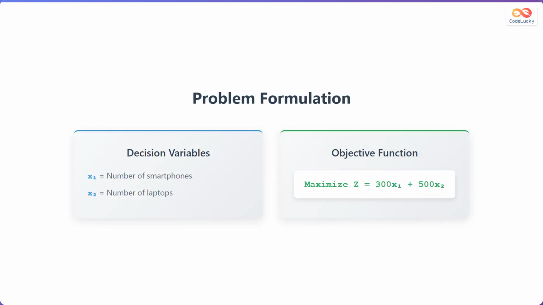Now let us formulate the problem. We define the decision variables as x1 equals the number of smartphones and x2 equals the number of laptops. The objective function is to maximize capital Z equals 300x1 plus 500x2.